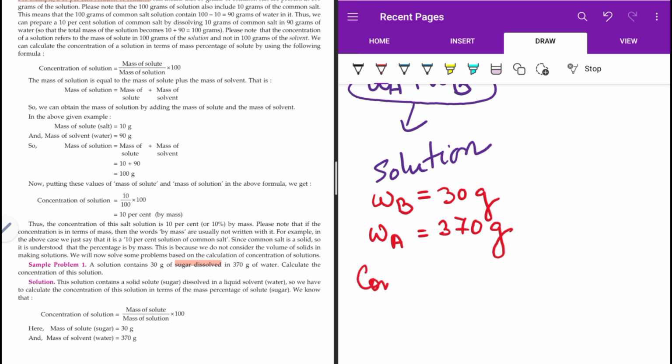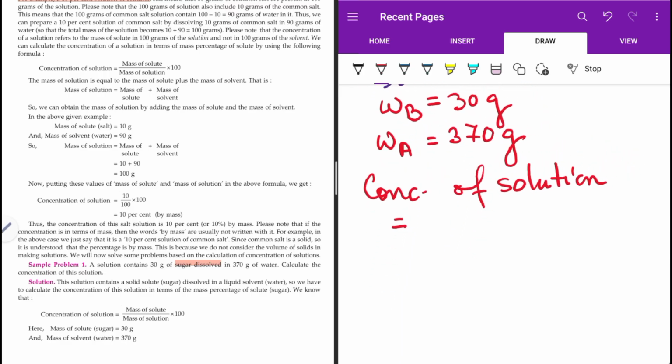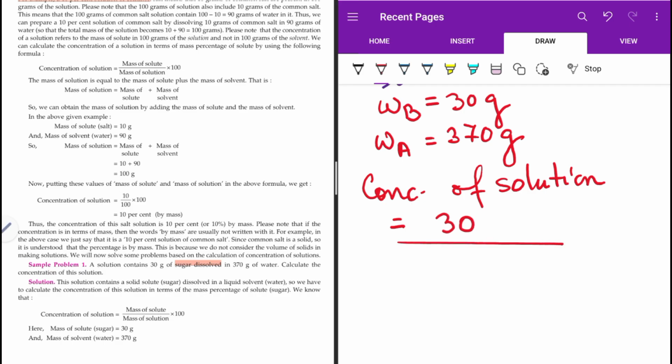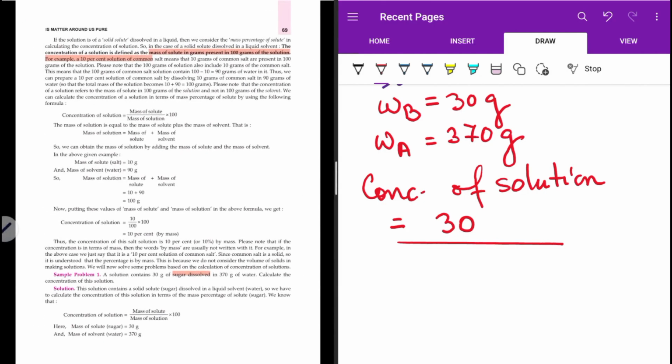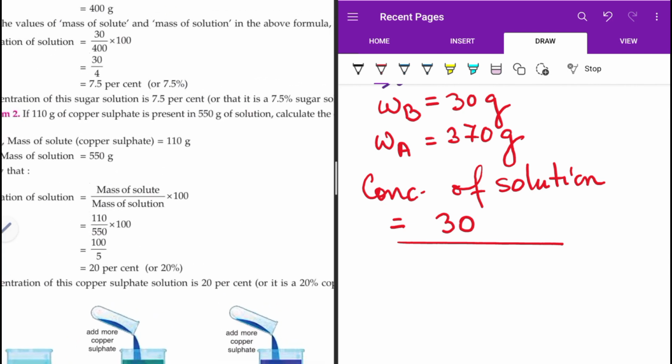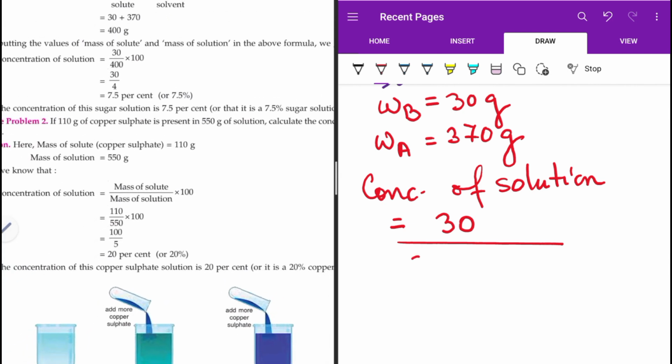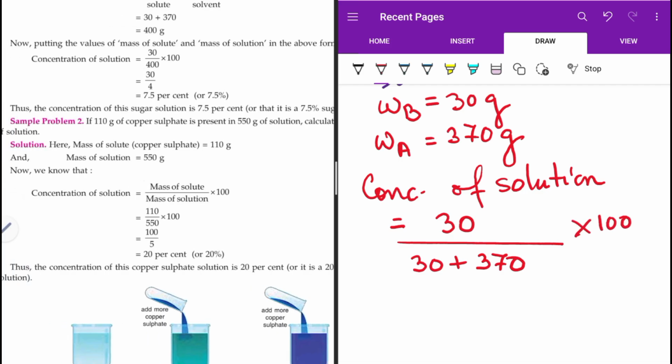So what can we do? Concentration of solution is given in mass. So concentration of solution means how much of the solute is present in a fixed mass of the solution. So it will be 30 divided by the mass of solution, which is mass of solvent plus mass of solute. Okay, so 370 gram of water is taken. So mass of solute plus mass of solvent is the total mass of the solution, into 100. When we do this, we will get the mass percent.